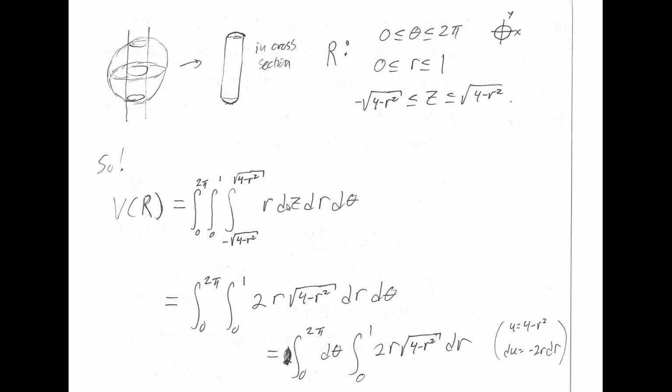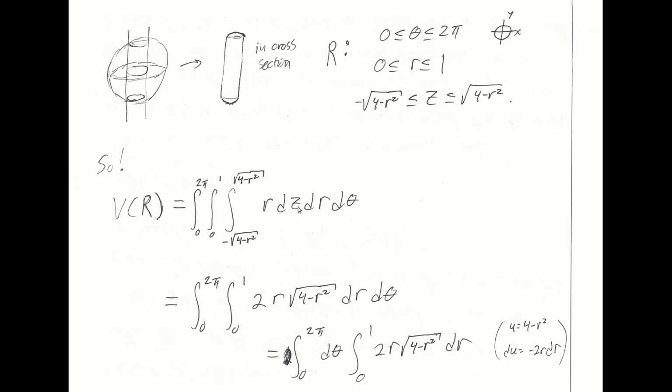The bounds for z are from the lower sphere to the upper sphere, with it expressed in cylindrical. The bounds for r are 0 to 1, and the bounds for theta are 0 to 2 pi. So our first integral does have variable bounds. We're not able to factor this out yet.